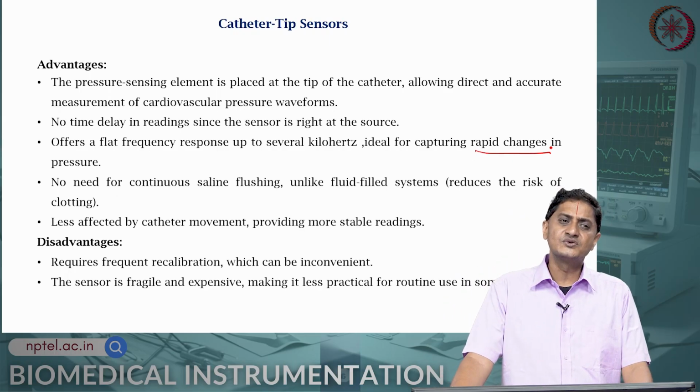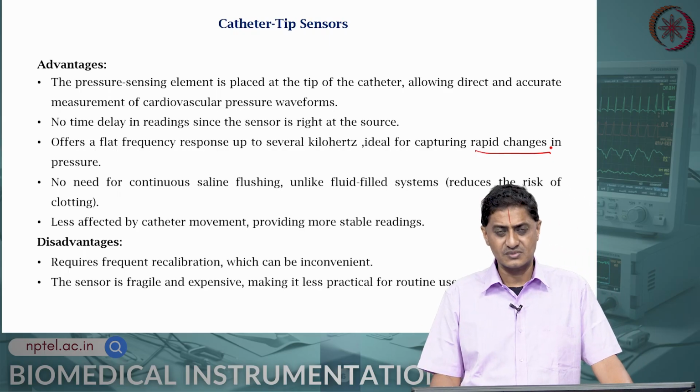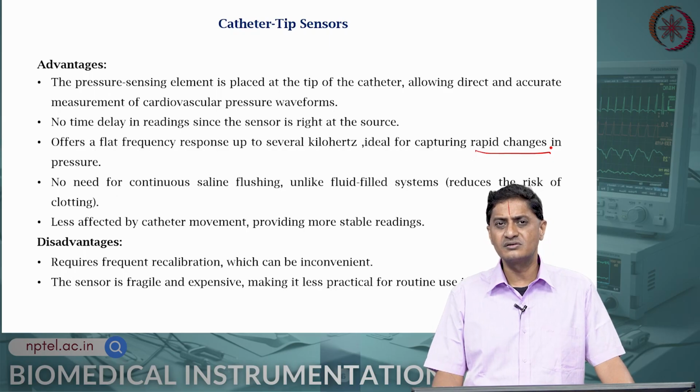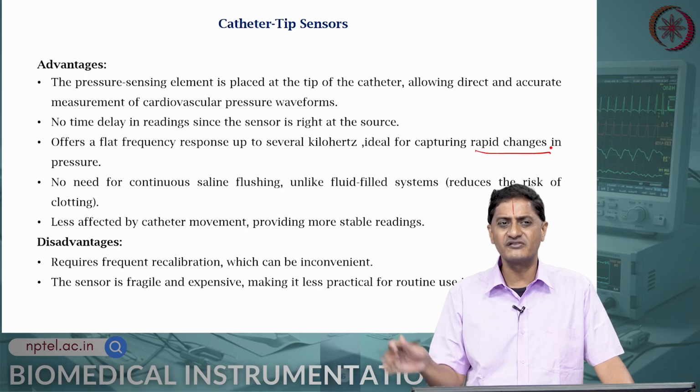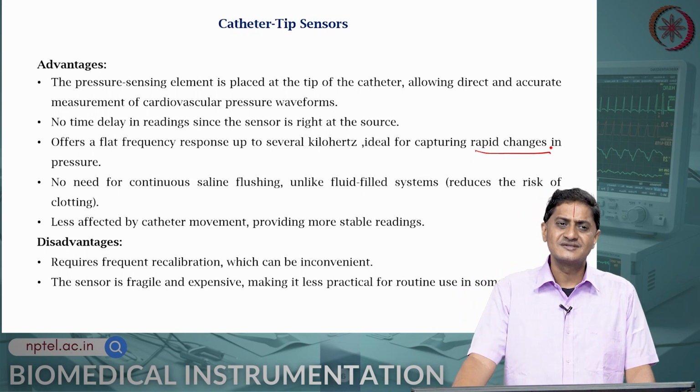Extravascular sensors usually have a need for continuous flushing of saline. Fluid filled catheters require to be zeroed frequently, flushing of saline. This is a constant requirement in extravascular systems. In catheter tip systems, that is not a requirement, and it is not much affected by catheter movement, essentially providing more stable recordings. Now, what are the disadvantages?